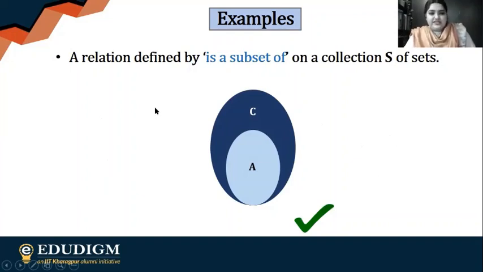I hope you understand the basic definition and how to check transitivity. So practice some sums from here as well. Look at the examples. And in the next video, I'm going to talk about another special type of relation called the equivalence relation. So stay tuned.